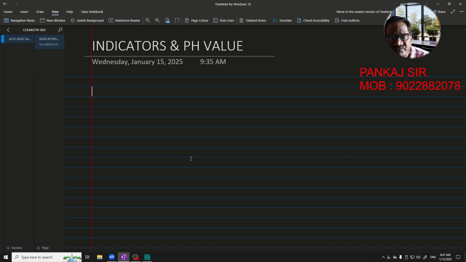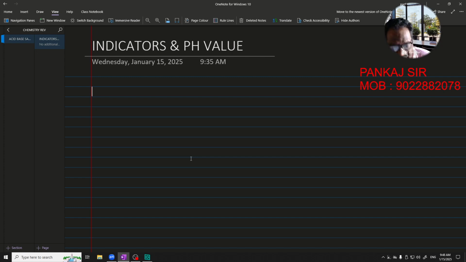Today I'm going to start with the concept clearance of this chapter called acids, bases and salts in chemistry, and this is chapter number 3, I suppose. From this chapter I have chosen a topic called indicators and the pH value. I'm going to make clear all the concepts and misunderstandings, if any, about the pH value and the indicators for the students, so that they are benefited. So let us get started, and let us talk about pH value and indicators.